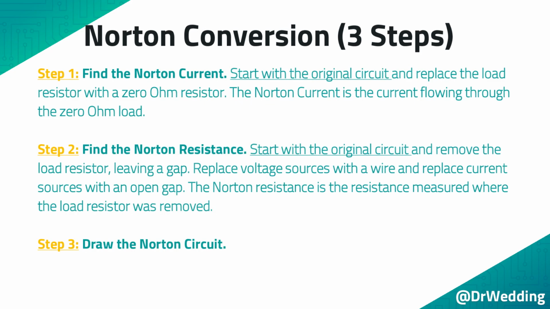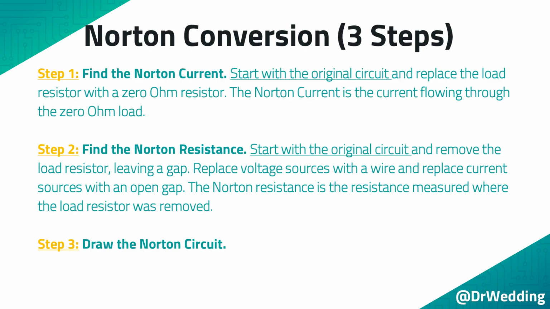Converting a circuit to a Norton equivalent circuit only takes 3 steps. Step 1. Find the Norton current. Start with the original circuit and replace the load resistor with a 0 ohm resistor. The Norton current is the current flowing through the 0 ohm load. Step 2. Find the Norton resistance. Start with the original circuit and remove the load resistor, leaving a gap. Replace voltage sources with a wire and replace current sources with an open gap. The Norton resistance is the resistance measured where the load resistor was removed.